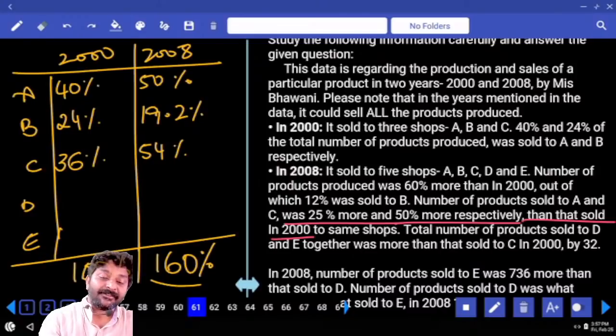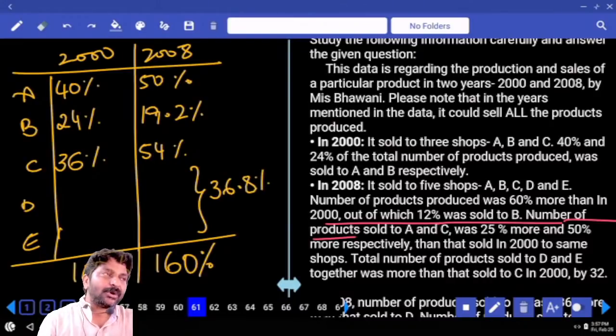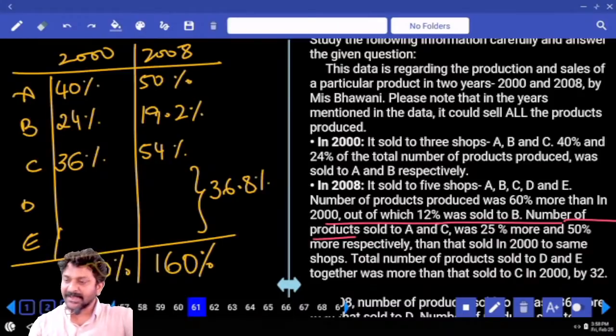123.2 out of the remaining 37 or 6, 36.8% must go to D and E together. Next, continue.